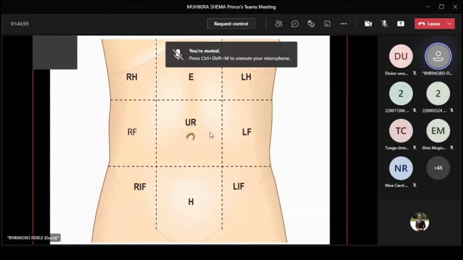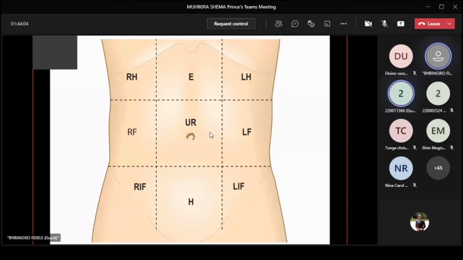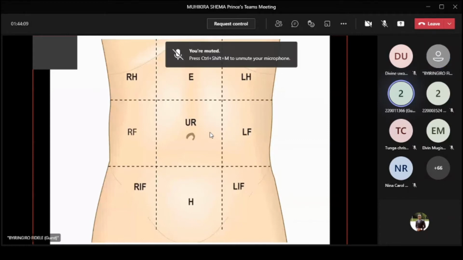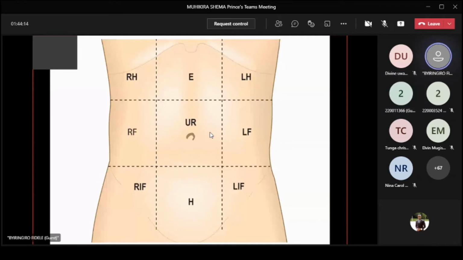What do you think is the possible problem? The liver, a liver problem. Liver, what else? Gallbladder. Gallbladder, what else? And the chest, the right lower or basal chest. So it's very important when you're examining a patient to know these 9 regions because they can help you recognize the disease.